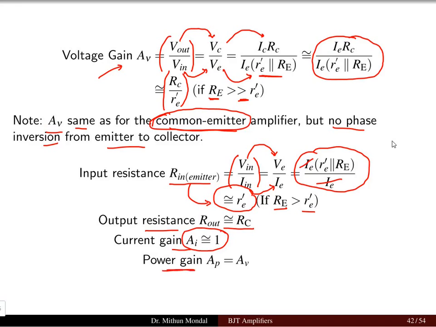Now the power gain, if we talk about it, is equal to the voltage gain because the current gain is 1. So you have to multiply the voltage gain with the current gain, which is 1 itself.